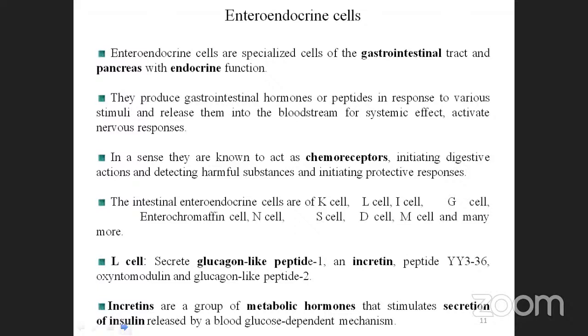So first of all, in the intestine, we have a cell called enteroendocrine cells. Entero means it's there in the intestine, and endocrine means it is associated with hormones. So certain cells in the intestine and its associated tissue are responsible for synthesis and storage of these typical types of hormones.